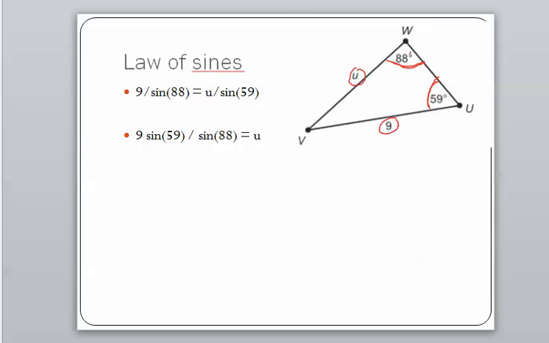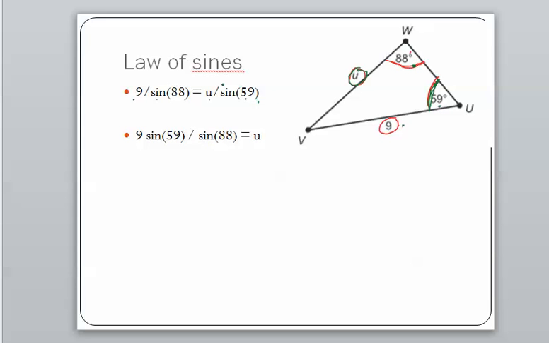The red two would have the same ratio as the green ones. And so you can write that down. You can say 9 divided by sine of 88. Where's the 9 come from? This side over here, divided by the sine of 88 degrees, will be equal to u divided by the sine of 59. Well, u's over here, and there's 59, so we can take the sine of 59.